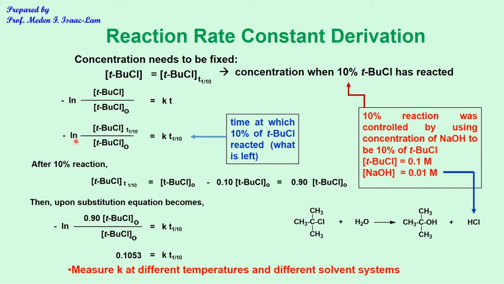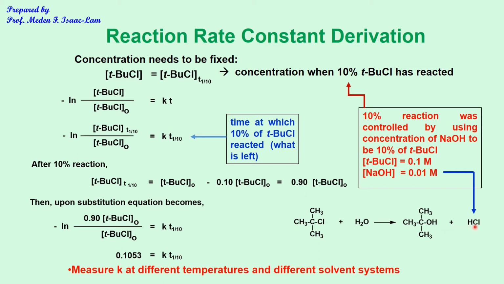So minus ln of the tert-butyl chloride concentration at 10% reaction over the initial concentration of tert-butyl chloride is equal to the reaction rate constant k times the time at 10% reaction. This expression is now more specific than the expression above. How do we know that 10% of tert-butyl chloride has reacted?